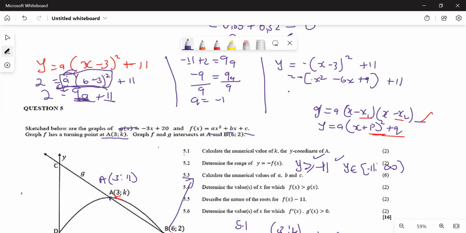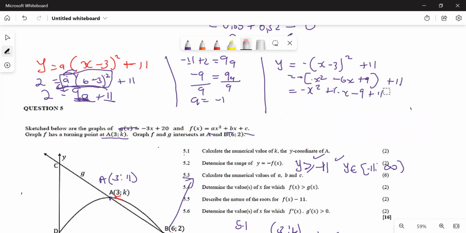And then after that, you say negative multiplied by positive gives us minus x squared. Negative and negative gives us plus 6x. Negative and positive gives us minus 9 plus 11. And then if you type this in your calculator, you are going to add minus 9 and 11 again. If you add this, you get minus x squared again. And then you get plus 6x again.